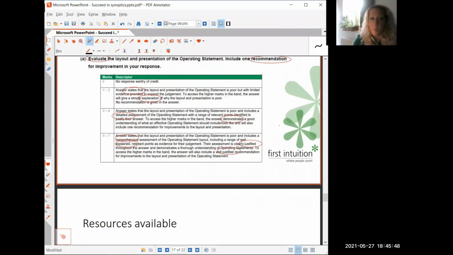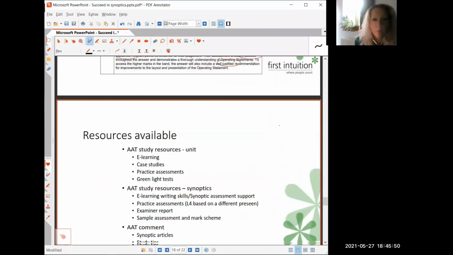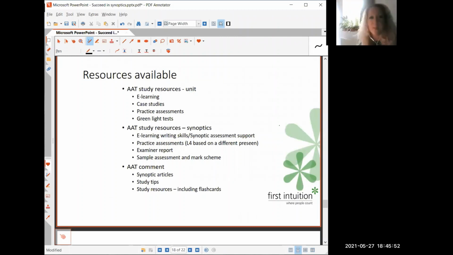So I'm going to leave the verbs there, the approach to written questions there, but hopefully that might give you a few pointers that can help you to pick up more marks in the exam or know how to tackle those written elements. There are plenty of resources available to support you in preparation for your synoptic assessment. Make sure that you've used them.